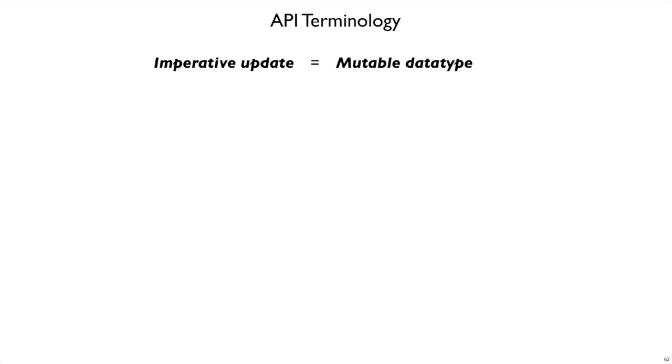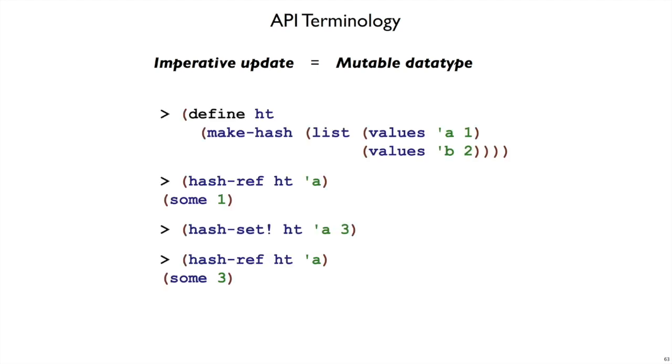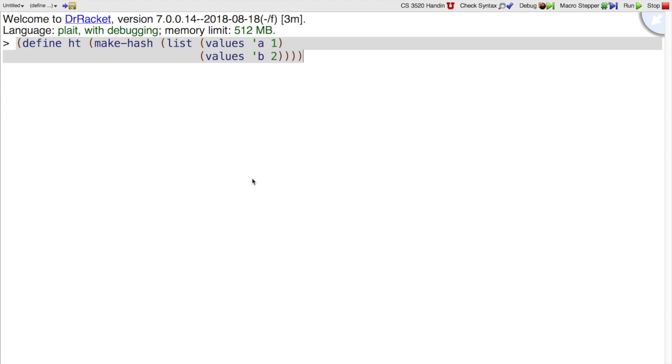Let me fill in a little terminology that you may encounter with respect to functional update and imperative update. I've been using imperative update and mutable data type interchangeably, and you'll see many APIs that provide mutable data types, especially hash tables or dictionaries, are often expressed in a mutable form. And Plait actually gives you hash tables in a mutable form.